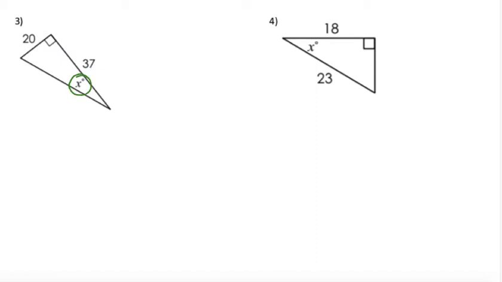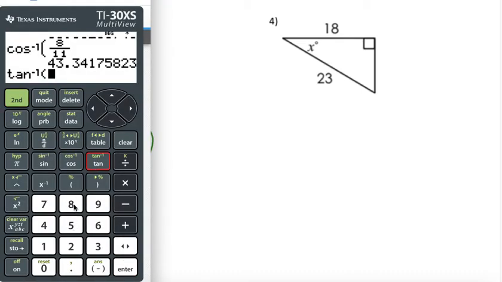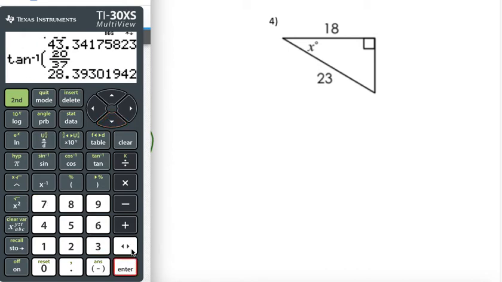Number 3, circle. As soon as it's x circled, I know I'm picking an inverse based on my opposite and adjacent, which will be tangent. So now I'm going to use tangent inverse to find my missing angle. Opposite over adjacent. Go to my calculator, second tangent, and do my 20 divided by 37. And that angle will measure 28.4 degrees.